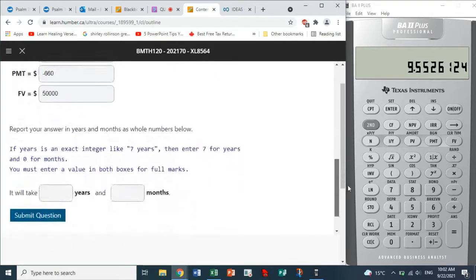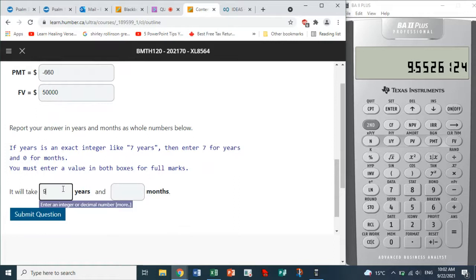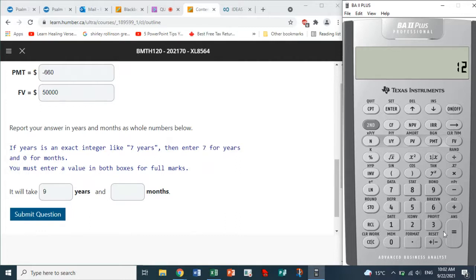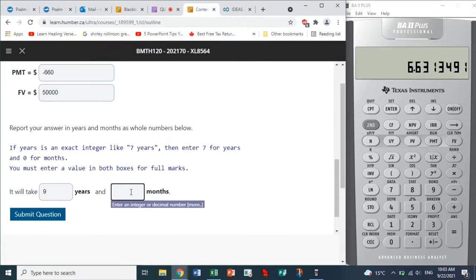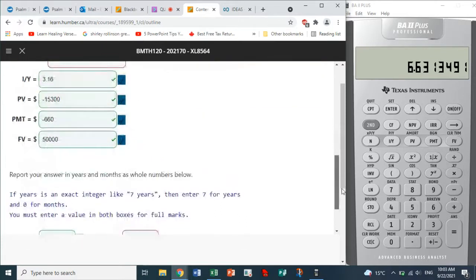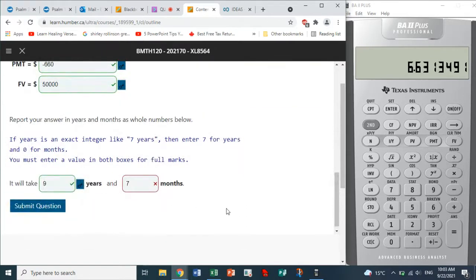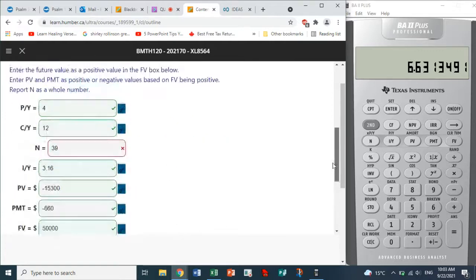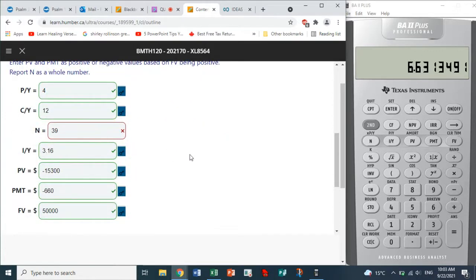9.55268. So that means we have what, 9 years? Yes, we have 9 years. And then we have to do the months. So what do we do? Well, we subtract the 9. That's the whole years. And this number now we multiply by 12. And that gives us 6.63. Now we have to round that up. It's over 6, so then the answer must be 7. And we submit our answer, and what do we get? Well, the 7 months is wrong. So what does that mean? Oh, the 39 is also wrong. So there must be a problem. Let's go back and check.